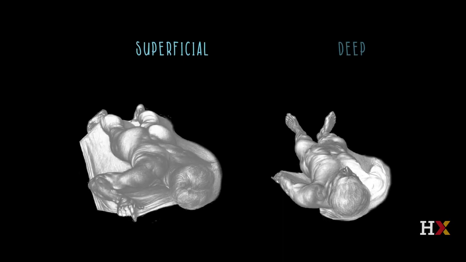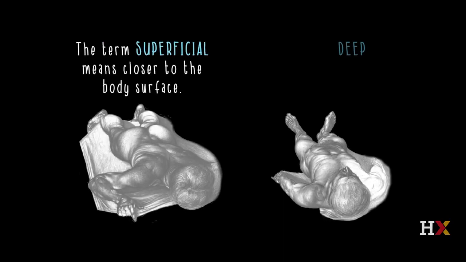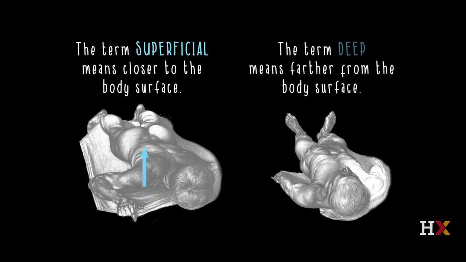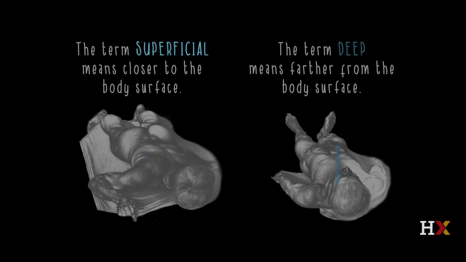The next sets of terms will be terms that we use for reference, so either to locate something exactly or to locate something in relation to something else. The first set of terms are superficial and deep. So a superficial structure is one that's closer to the surface of the body. A deep structure is something that's farther away from the surface of the body. So the most superficial structure that you can probably see right now is the skin. Bones would be deeper, and you would not be able to see them.